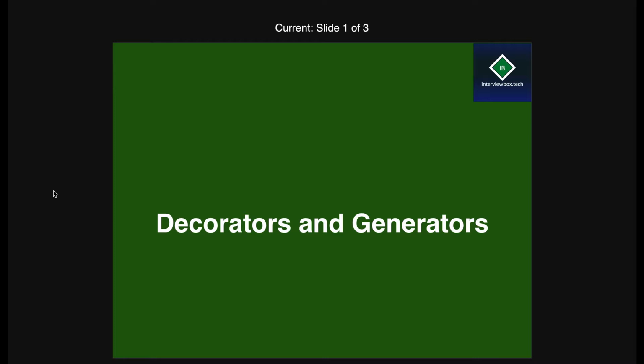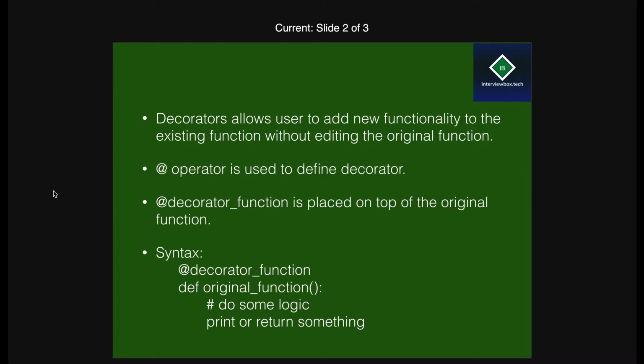In today's video, I'm going to talk about Python decorators and generators. So decorators allow users to add new functionality to an existing function without editing the original function. For example, you have a function where you are doing some logic, some functionality, and you want to add extra functionality in there. Either you can edit your original function and add the new functionality in there, or you can use a decorator function to add the functionality.